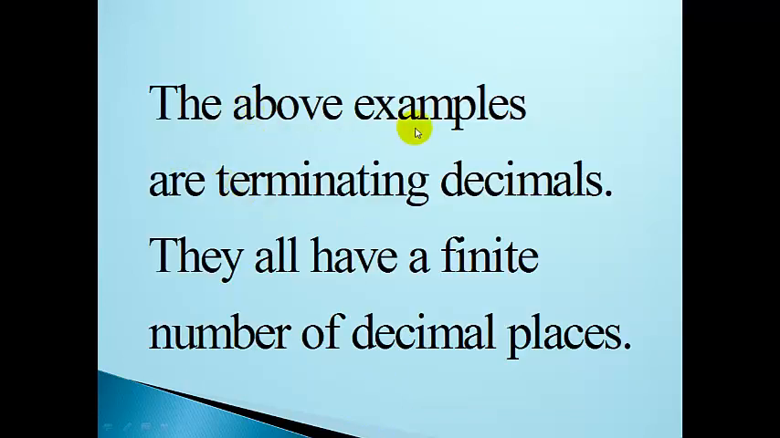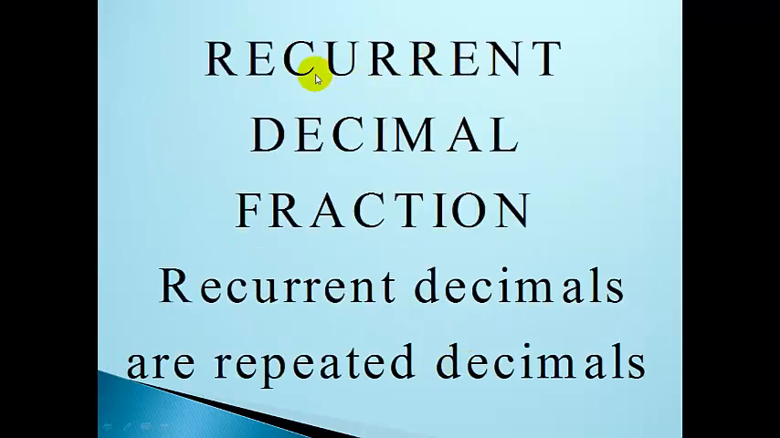The above examples are terminating decimals. They all have a finite number of decimal places. Now let's look at recurring or recurrent decimal fractions. Recurrent decimals are repeated decimals. These are decimals that repeat themselves. Now let's look at what I mean by that.